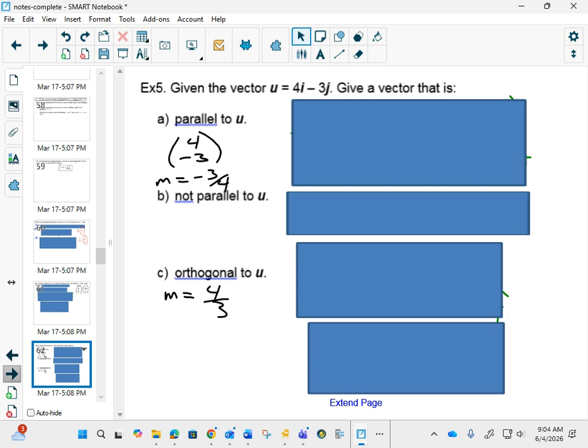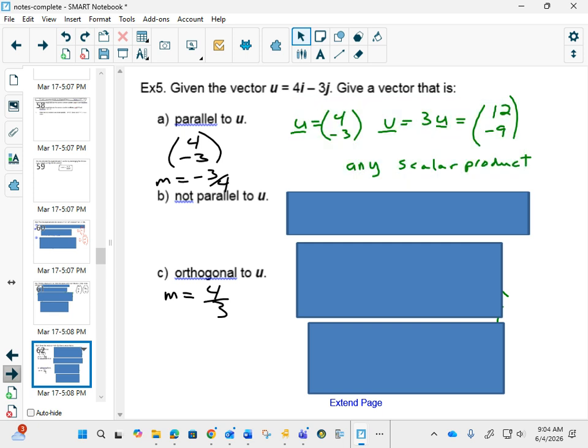So given the vector u, and I changed it to a column vector there, 4, -3, give a vector that's parallel. For parallel, I would not use the dot product. All you have to do is multiply it by some number in front, any number you want, and you would get something parallel. Technically, is a vector parallel to itself? Yes. So technically, if you just rewrote the same thing down, it would still be parallel. So I chose 3. I multiplied it by 3. Any scalar product, any number in front, would make it parallel.